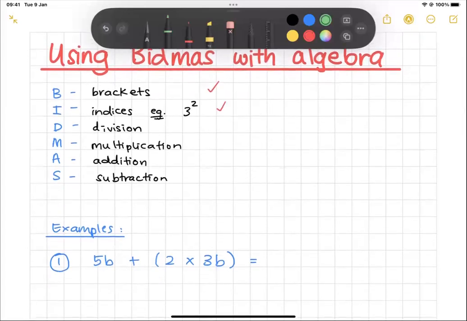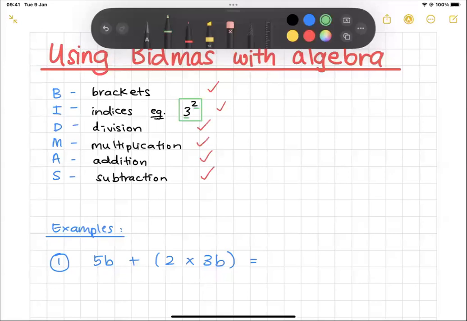When I talk about indices, indices is basically numbers kind of like 3 squared, 2 squared, 4 cubed, right? It's where I have a base of 3 and an index or power of 2, 3, 4, whatever. Then D represents division, M represents multiplication, A means addition, S means subtraction.